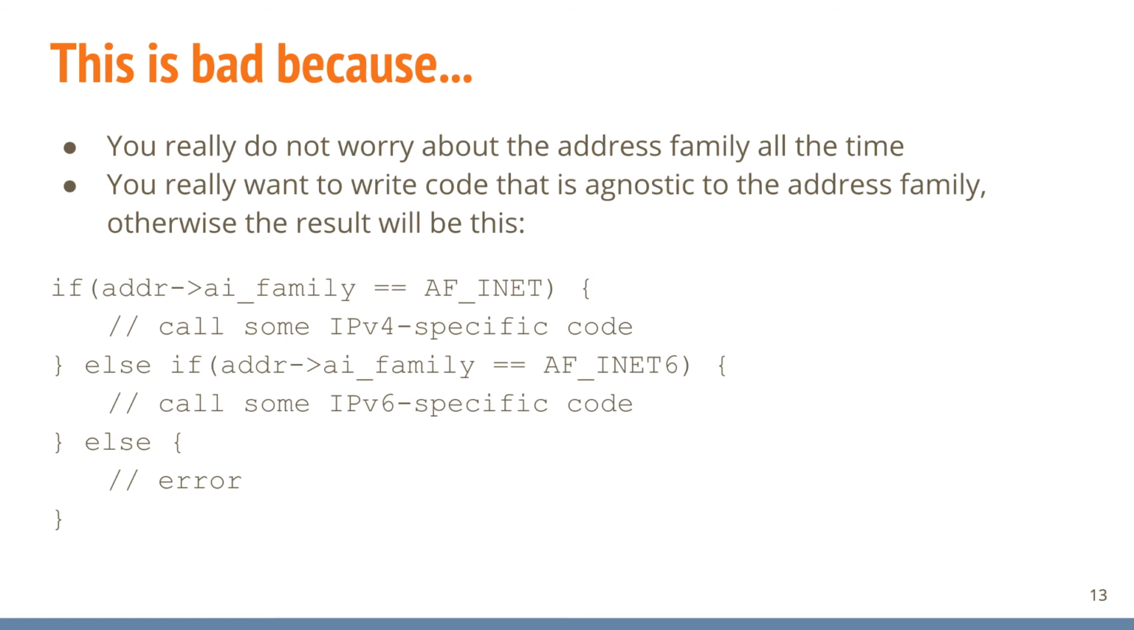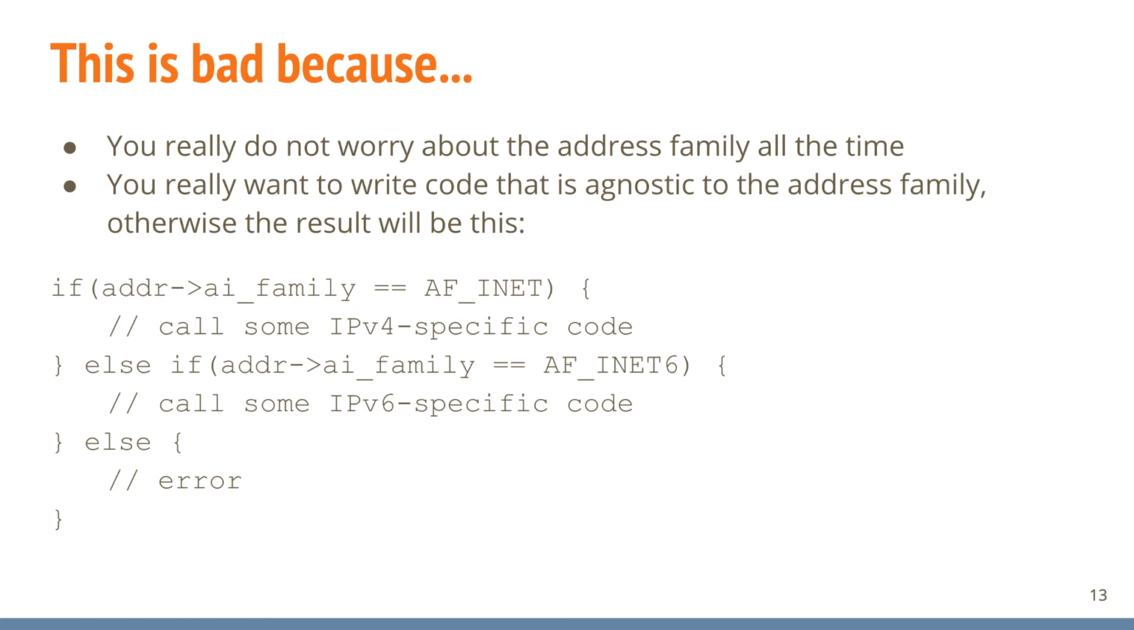It practically means whenever there's address or port information you need to deal with, you'll have to worry about the address family. That is not what we want. We really want to write code that has as little address family specific code in it as possible. So the code snippet here is by all means something that we want to avoid as much as possible. Otherwise, there will be these if-then-else constructs all over our program.